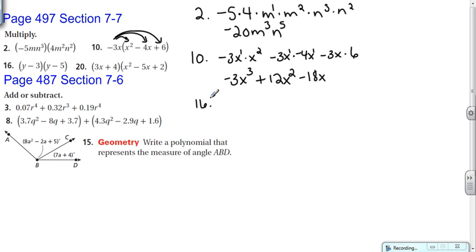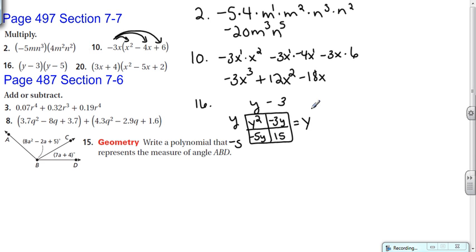Number 16 is either FOIL, double distributive, or box. I like to do box. So I'm going to have a y minus 3 across the top, a y minus 5 down the bottom. So then y times y is y squared. Negative 3 times y is negative 3y. Y times negative 5 is negative 5y. And negative 3 times negative 5 is positive 15.